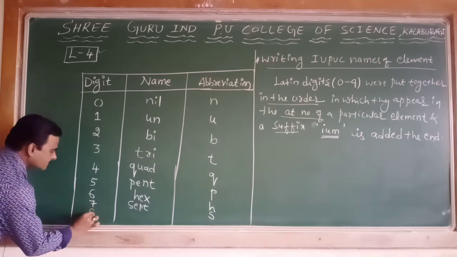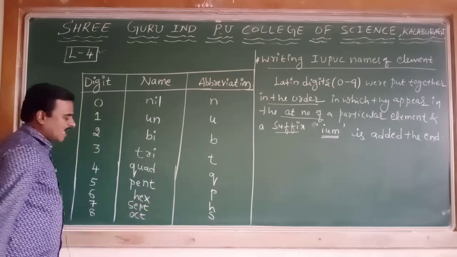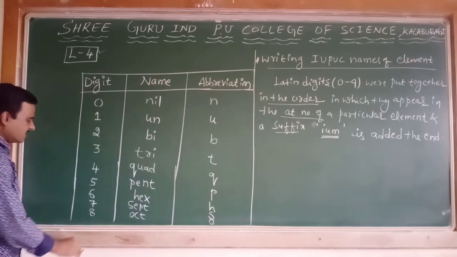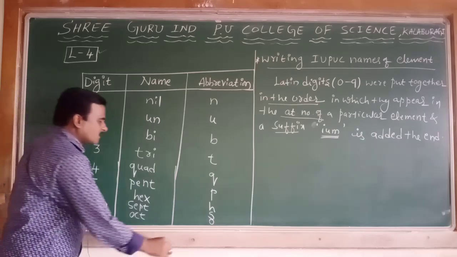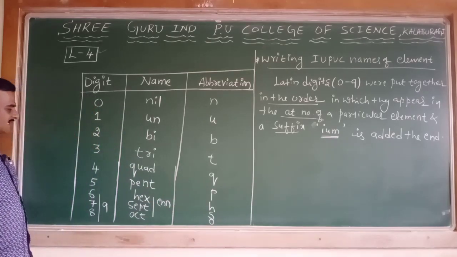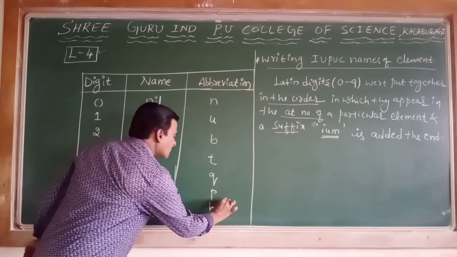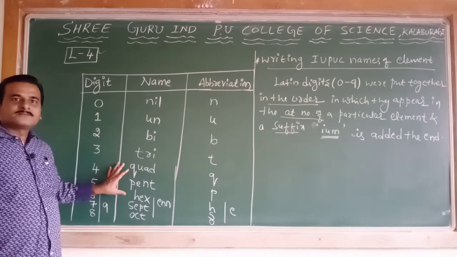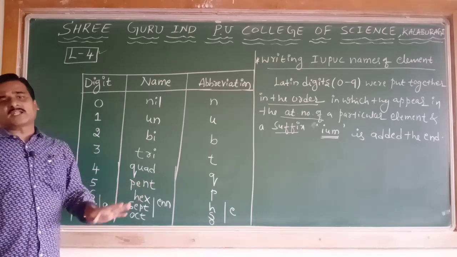8, oct, O-C-T, oct, abbreviation O. And lastly, digit 9, its name is enn, E-N-N, and the abbreviation is E. If you remember this table, you are able to write the IUPAC name of any of the elements with atomic number more than 100.